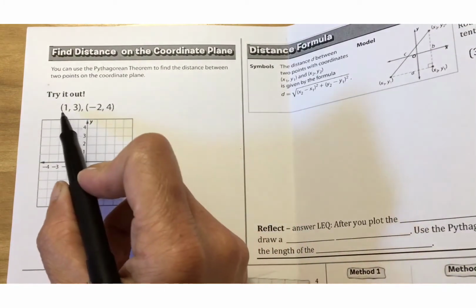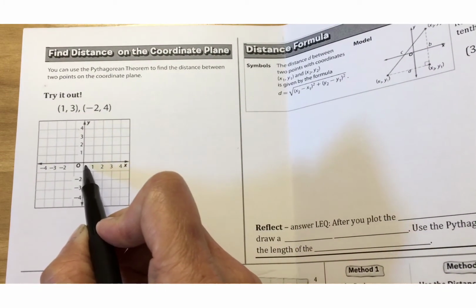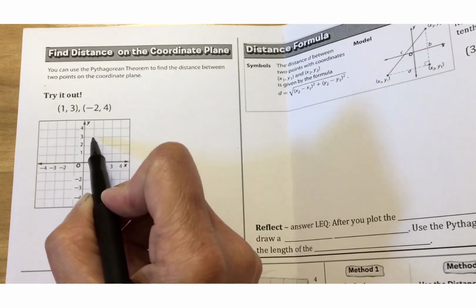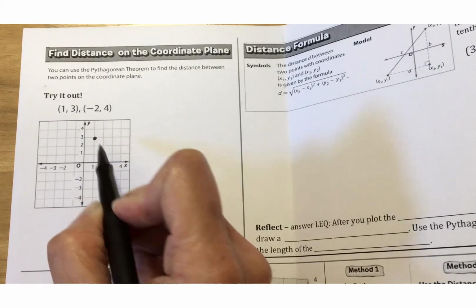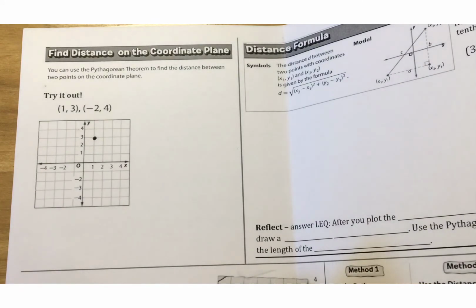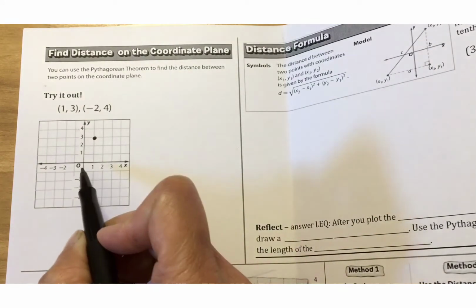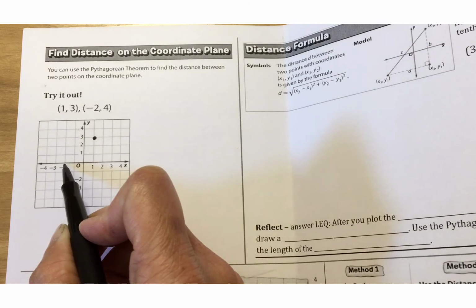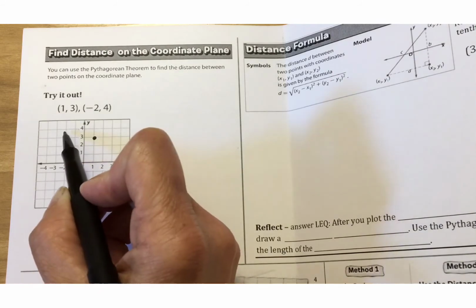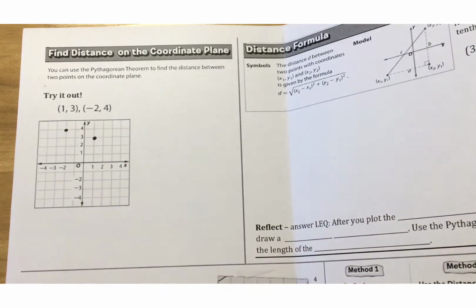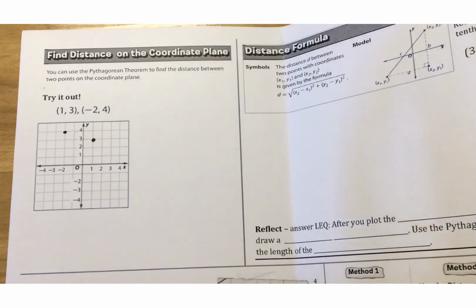So we're going to start by plotting 1, 3. So we can go right 1, up 3. And then we're going to go -2, so that's left 2, and then up 4. And you can take an index card and draw a straight line, or you can use a ruler, or you can use a protractor if you have one. Anything with a straight edge.